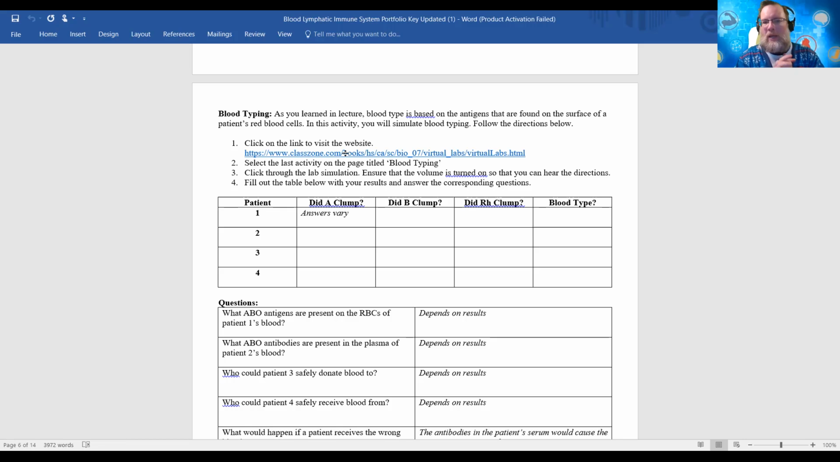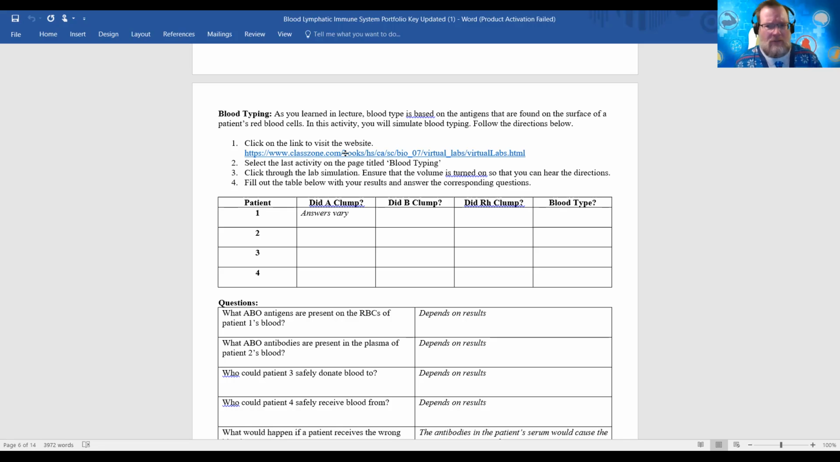Anyway, we'll go through blood typing in advanced again, and then you'll do it again in your clinicals. So if you're a little bit confused about blood typing, this virtual lab will help you, first of all, be less confused.